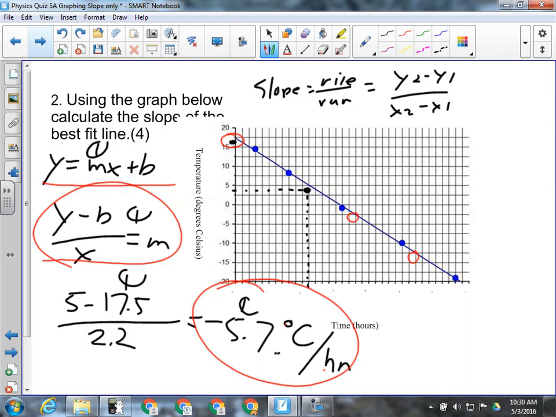If they did it rise over run, then they have 2 points. Hopefully they were grid intersections. If they did it rise over run, they should still come up with this number, if they did it right. If they didn't do rise over run right, they didn't get this number. Questions on that one? 1, 2, 3, 4.